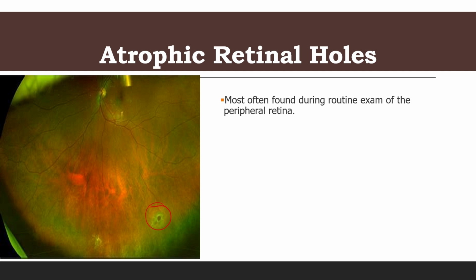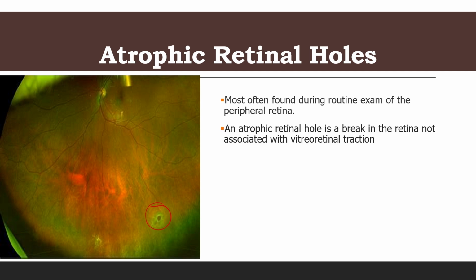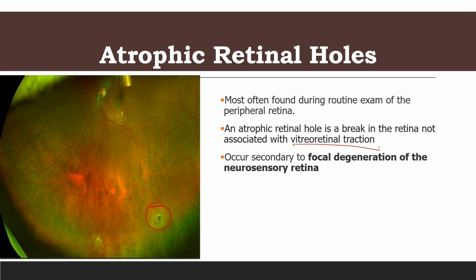You can see one which is present over here in this picture. Now, as the name suggests, an atrophic retinal hole is actually a break in the retina, which is because of the focal degeneration of the neurosensory retina, and it is not associated with vitreoretinal traction. That means there is no role of vitreoretinal traction in the development of atrophic retinal holes.